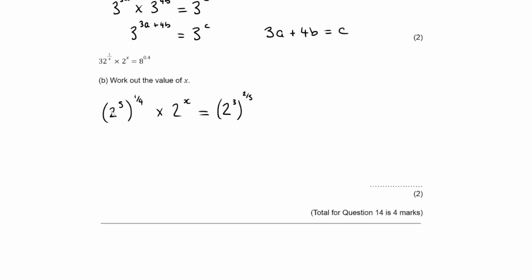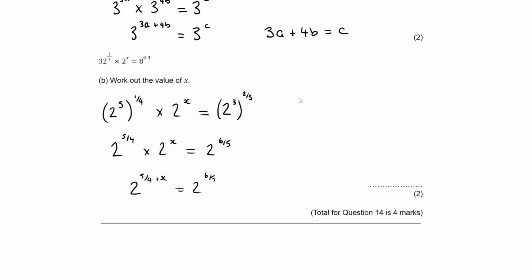Now, same as before, I'm going to expand the bracket, so multiply the powers. That would be 2 to the power of 5 over 4. Obviously, 2 to the power of x doesn't need to change. And then 2 to the power of 6 over 5. Then on this side, we can add the powers, so that would be 5 over 4 plus x is the same as 2 to the power of 6 over 5.